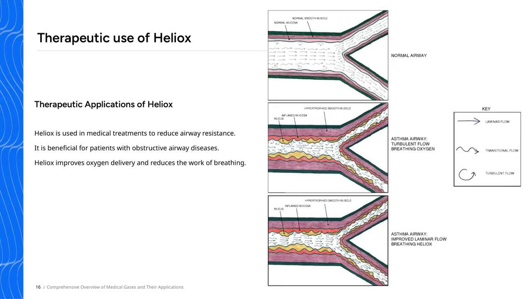Today, I want to talk about the therapeutic use of heliox. As part of our comprehensive overview of medical gases and their applications, heliox plays a crucial role in certain treatments. It is used in medical treatments specifically to reduce airway resistance, making breathing easier for patients. This is especially beneficial for individuals with obstructive airway diseases, where airflow is compromised. By using heliox, we can improve oxygen delivery to the lungs and simultaneously reduce the work of breathing. This dual benefit helps alleviate symptoms and supports better respiratory function. As we see, heliox exemplifies how medical gases can be tailored for targeted therapeutic purposes, fitting into the broader theme of optimizing patient care through specialized gas interventions.